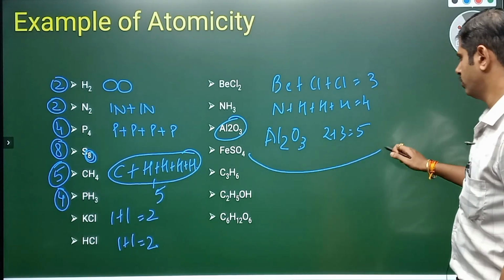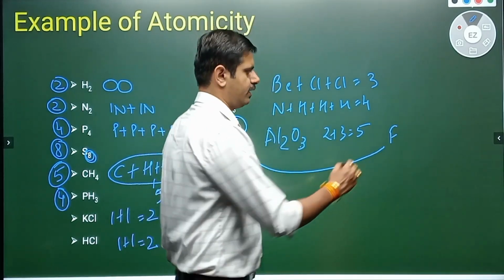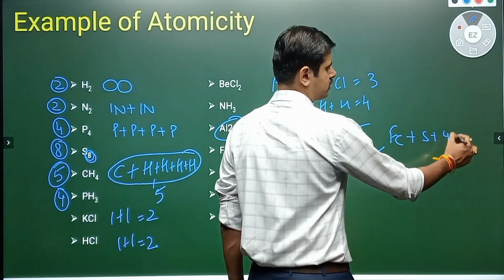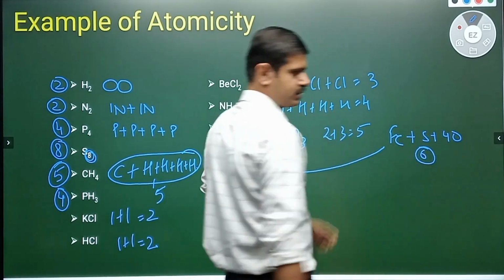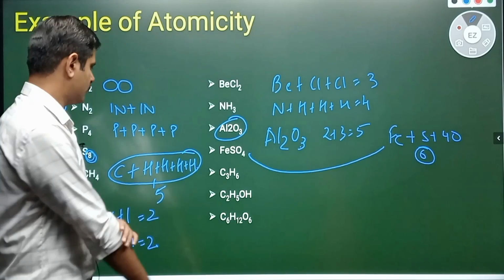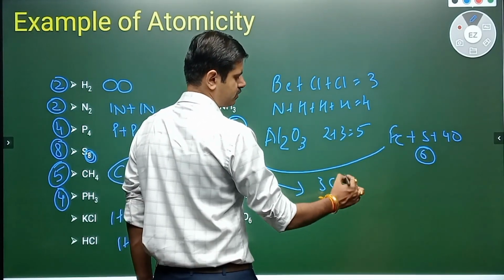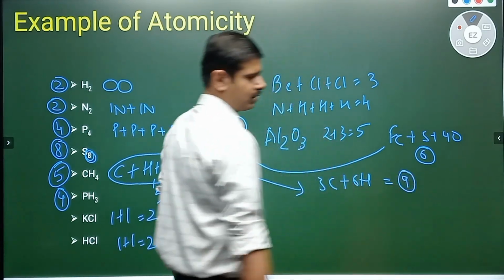FeSO4, FeSO4, how many atoms are there? We have 1 Fe atom here, 1 sulfur atom here, and 4 oxygen atoms here. 1 plus 1 plus 4 equals 6. Clear? Now what happens here? C3H6, 3 carbon atoms plus 6 hydrogen atoms, so it equals 9.